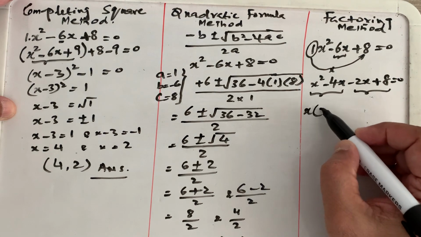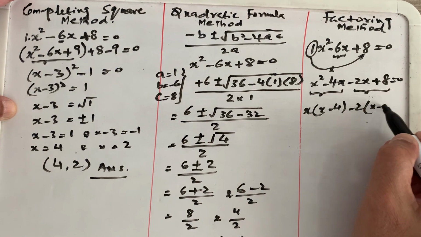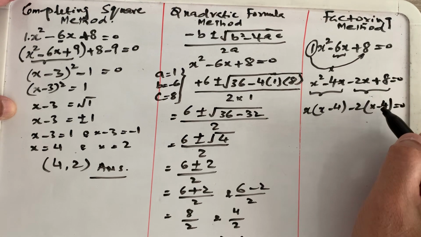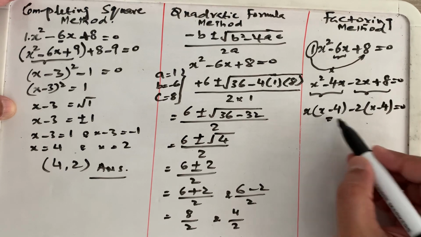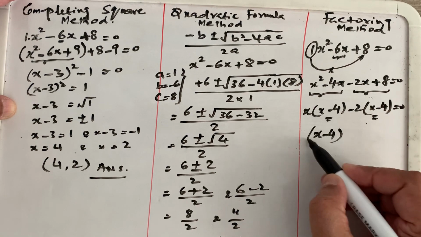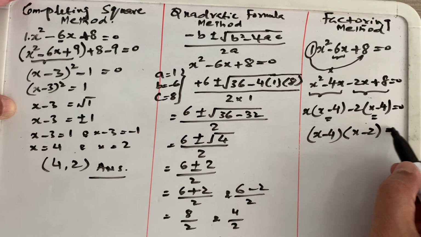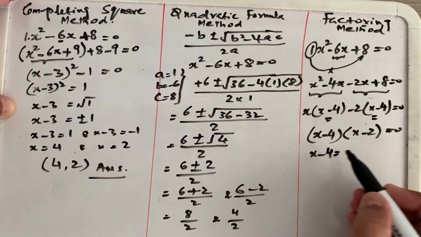x is common, x minus 4; minus 2 is common, x minus 4. Remember that when you take minus common, the inside sign changes, right? And always you know that these two brackets have to be the same. So you write them once, and whatever was common, you take it in the other parenthesis. And then you have to separate these two brackets. These are your factor form.